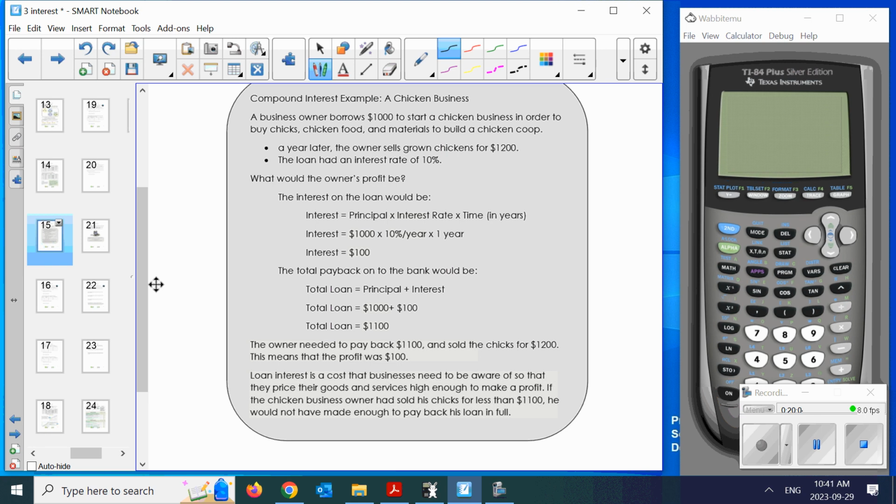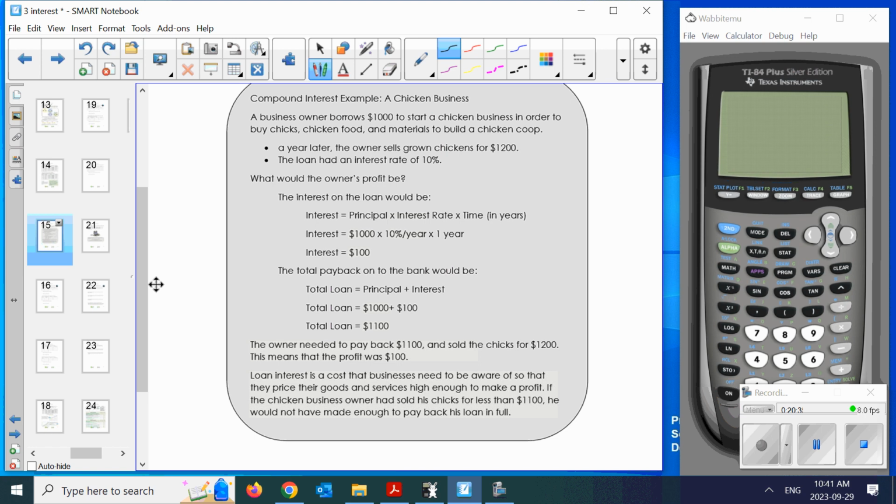In order to buy chicks, chicken food, materials to build a chicken coop. So this isn't happening in the city, it's on a farm. A year later, the owner sells the grown chickens for $1,200. They borrowed 1,000, sells them for 12. The loan had an interest rate of 10%. It's a pretty big interest rate, but it's easy to use on a calculator. What would the owner's profit be?